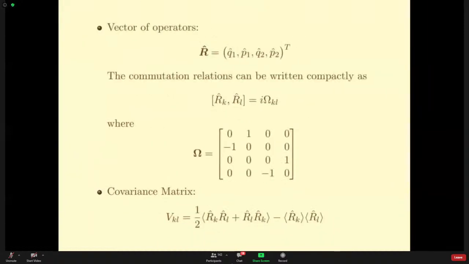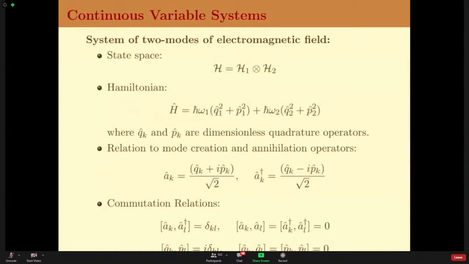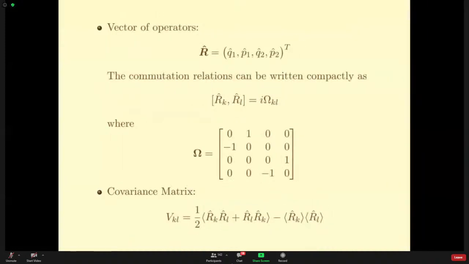Okay. So now I combine the quadrature operators into a vector as given here. Then in terms of this vector's components, I can write the commutation relation given in the last line in a compact form as given here. Here omega KL is the element of the matrix omega, and this matrix omega is called the symplectic form, and for a 2-mode system it is given here.